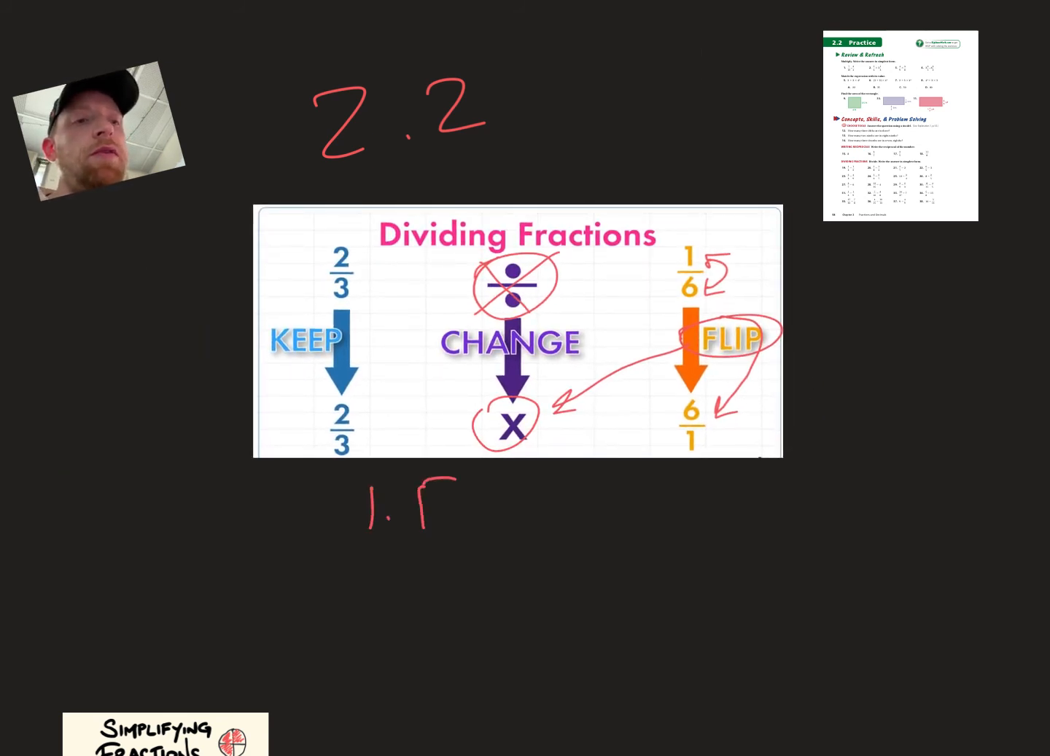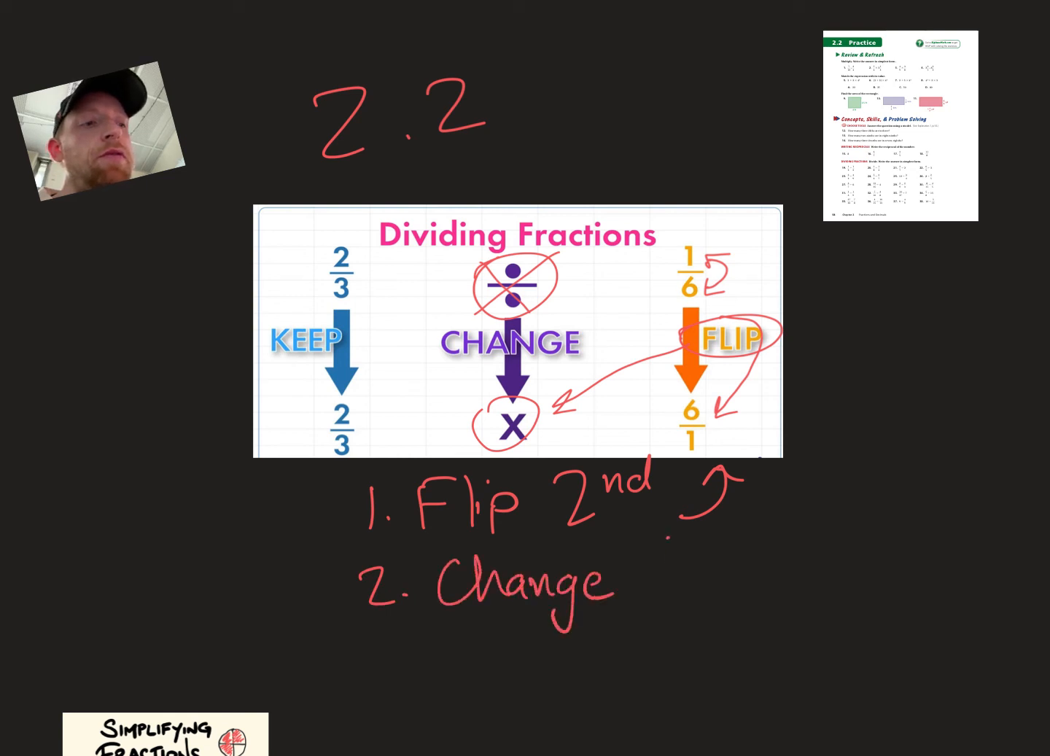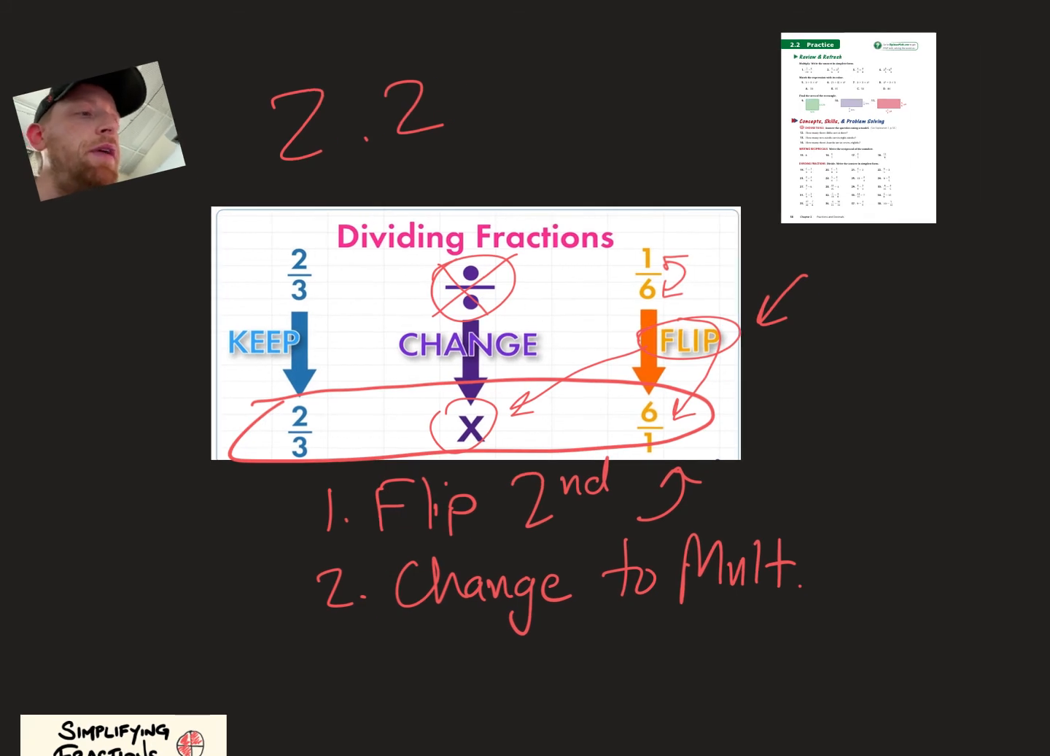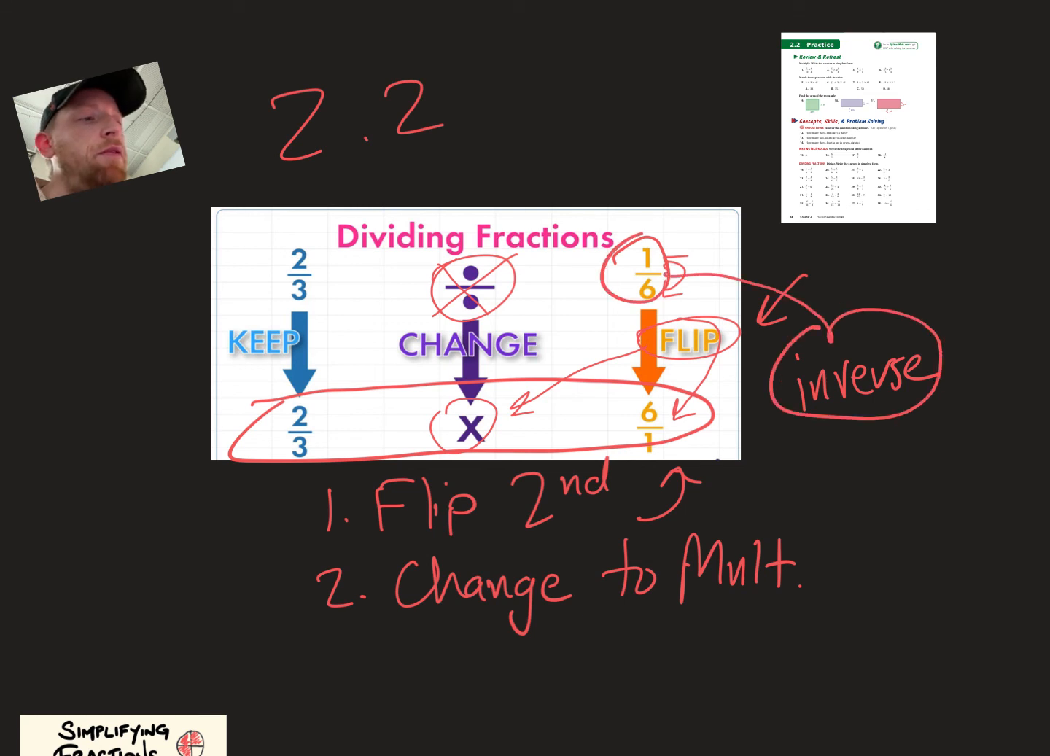So first, flip the second fraction, and then step 2 is change to multiplication. And then it's just a straight multiplication problem, which you already know. Let's throw in a vocabulary word here. Instead of the word flip, what you're doing here is finding the inverse. The inverse means the opposite. So the inverse of 1/6 is 6/1. That's a new math word that I think we should start using.